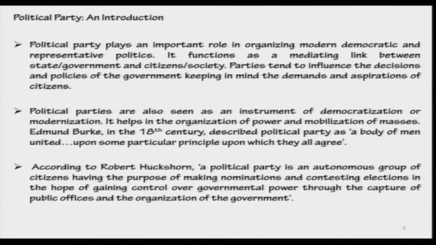Political parties in that sense represent the views, aspirations and demands of the people. In that way, parties influence the policies and decisions of the government while they raise the demands and aspirations of the citizens. You can also see political parties as an instrument of democratization, a tool which helps in the modernization of society. In that sense, political parties articulate and express the meanings of democracy.